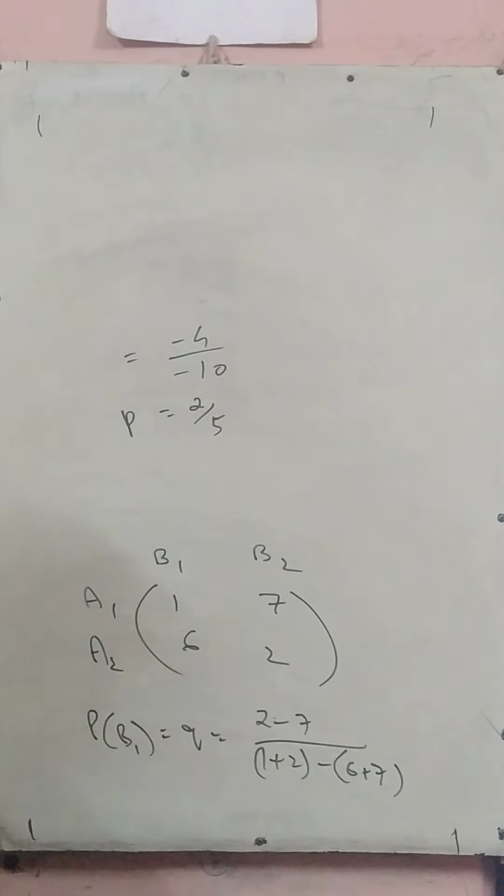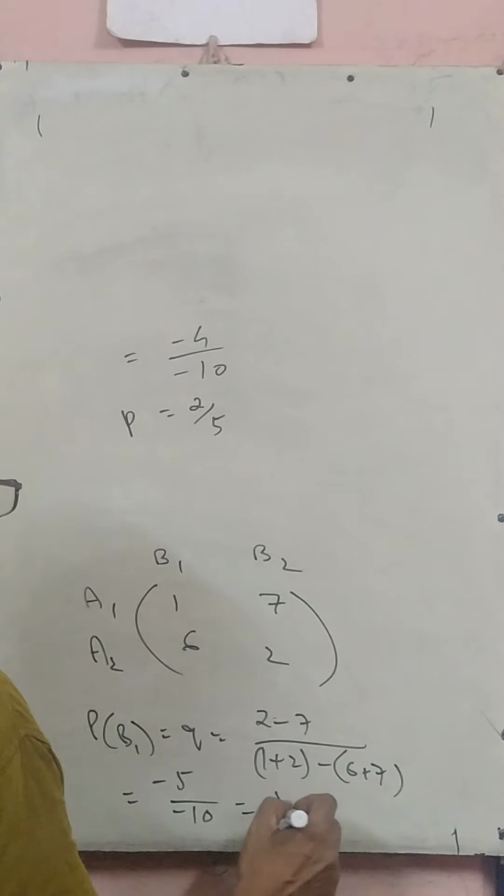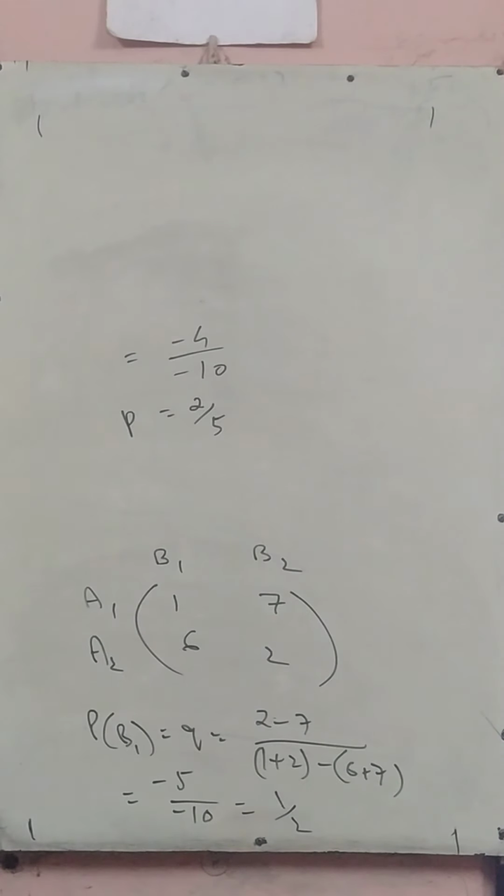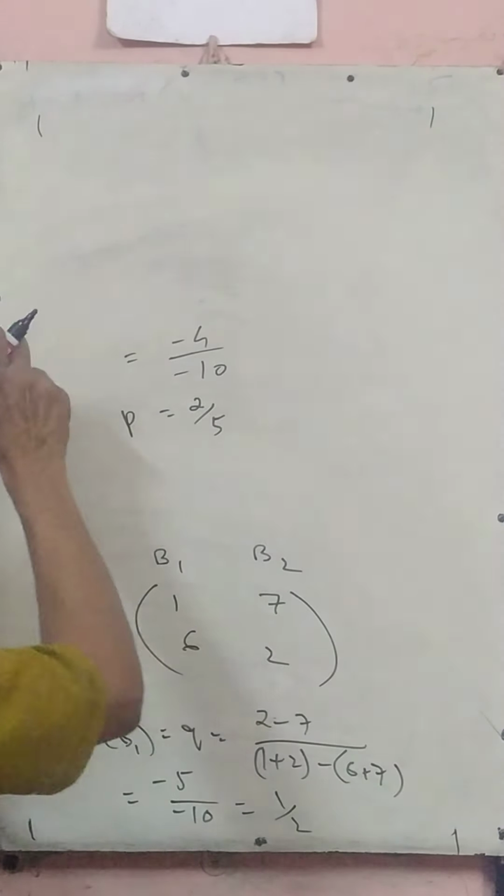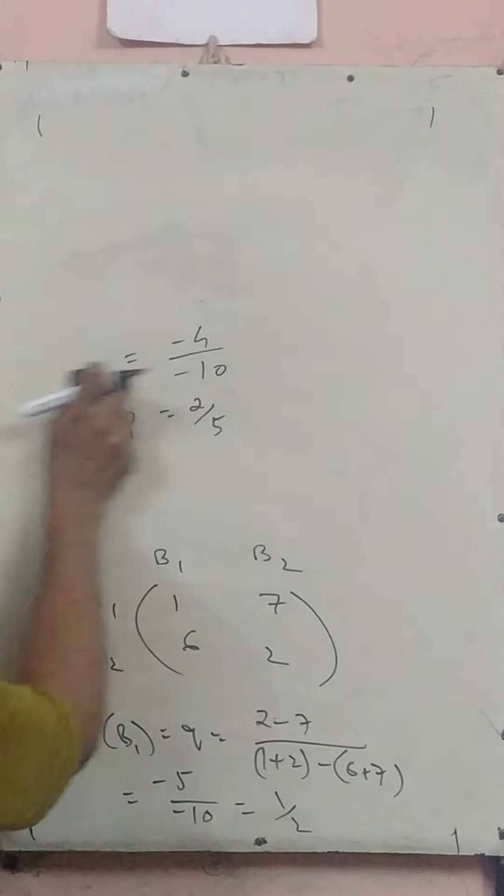So what you are finding? The value of Q is minus 5 divided by minus 10, and the value of Q is half. So what you are observing here, finding the probability of P, that is A1, we are getting 2 by 5, so A2's probability will be 3 by 5. And B1's probability is half. Obviously, B2 probability is also half.